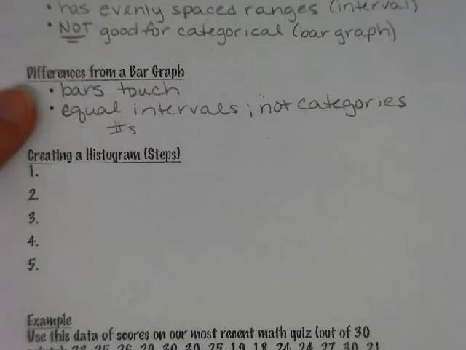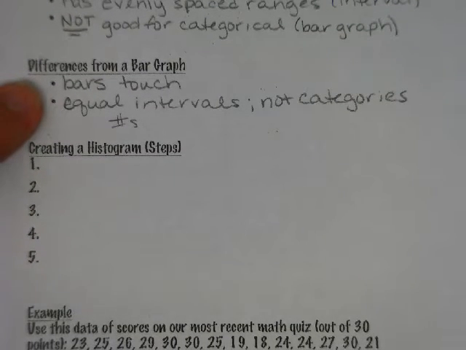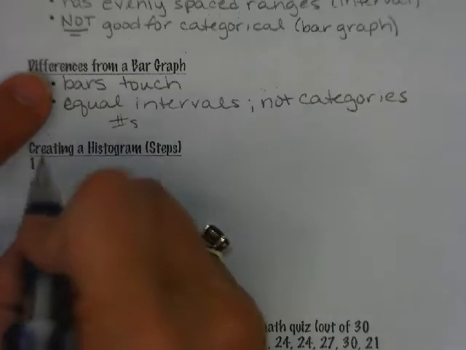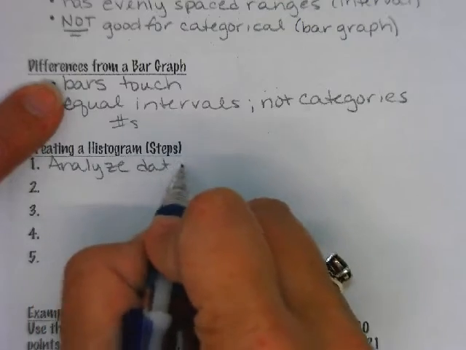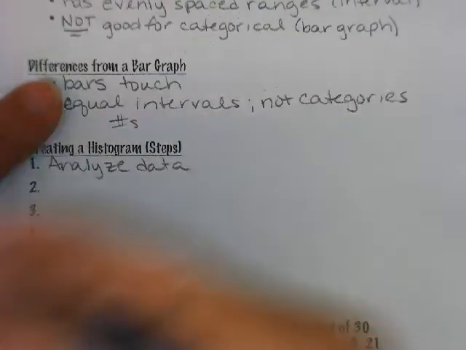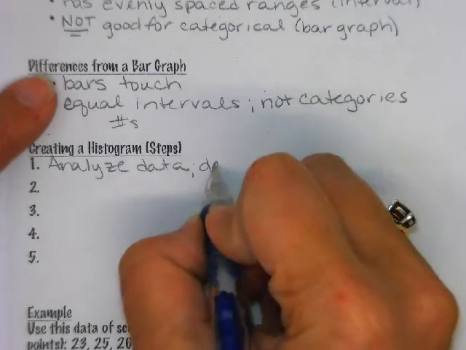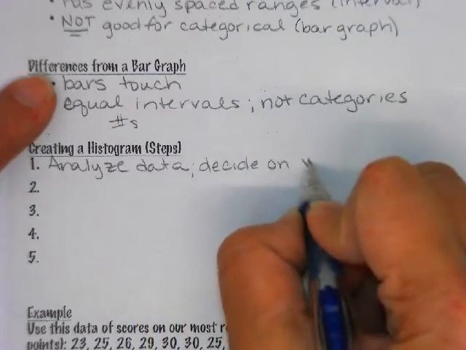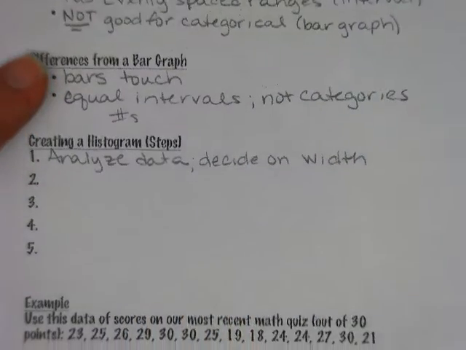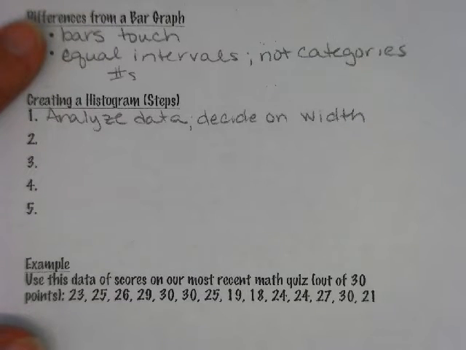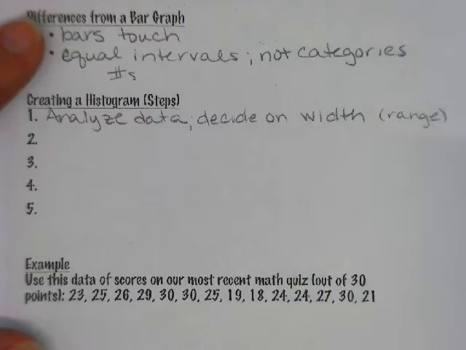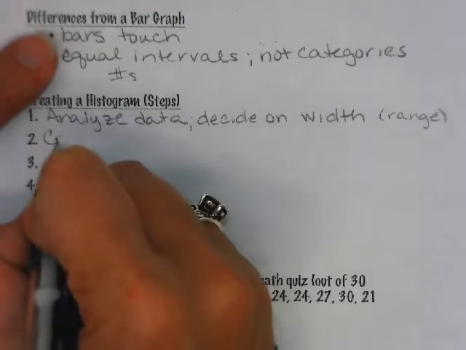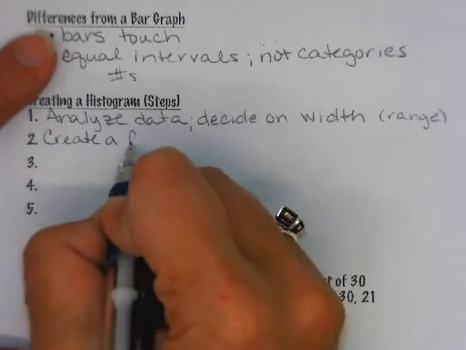All right, so here is how we make a histogram. We're going to have to analyze our data, and we're going to need to decide on the width. So this isn't really an average, but it's kind of an average with the range, right? So if we're deciding on our width, we need to definitely be looking at our range and how we can be breaking that up. All right, we're also going to have to create something called a frequency table. We're going to do that today.